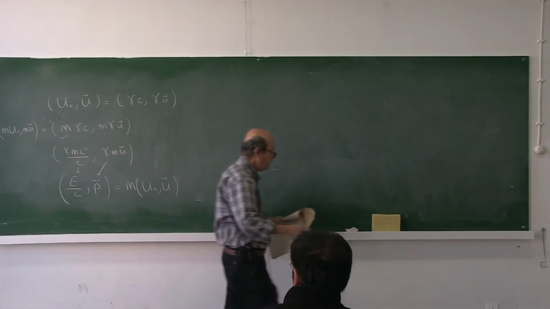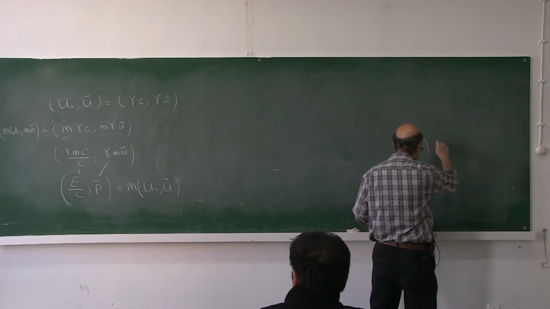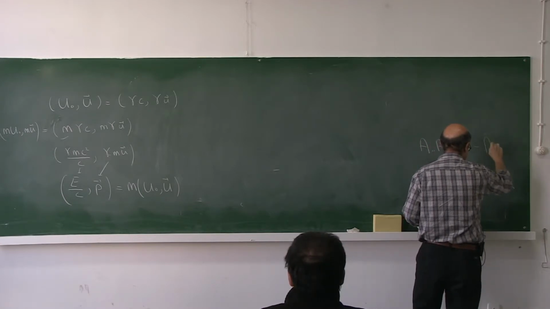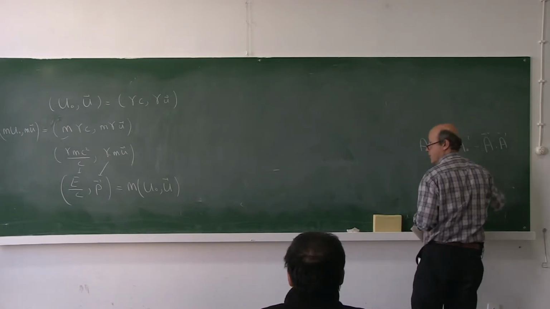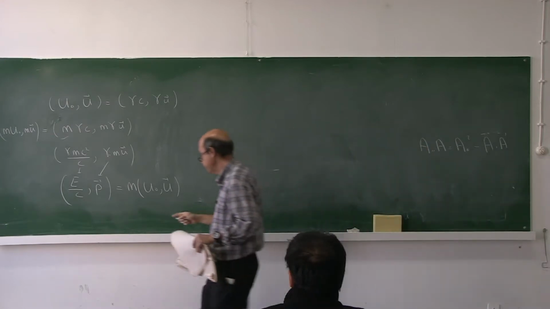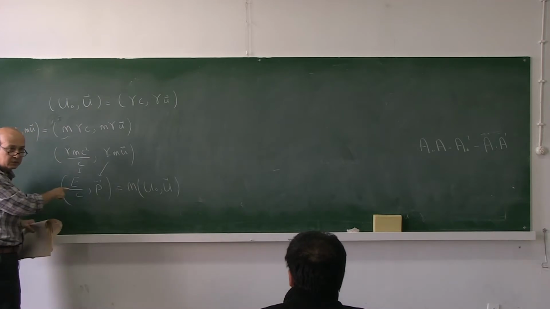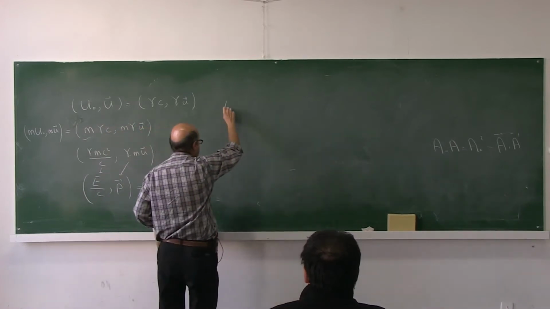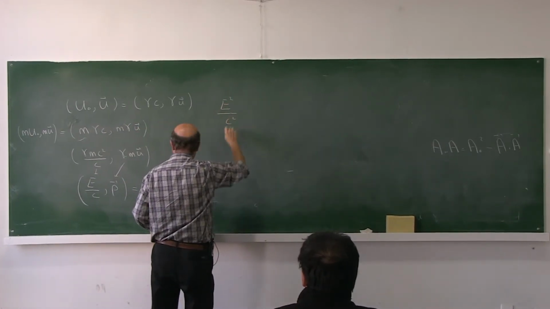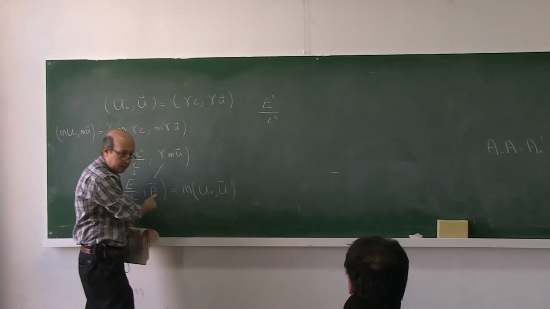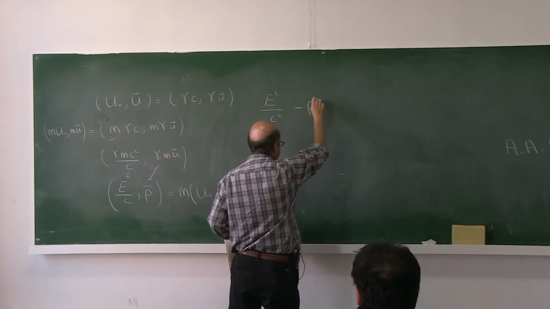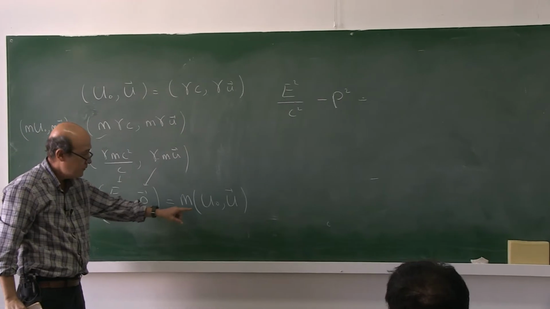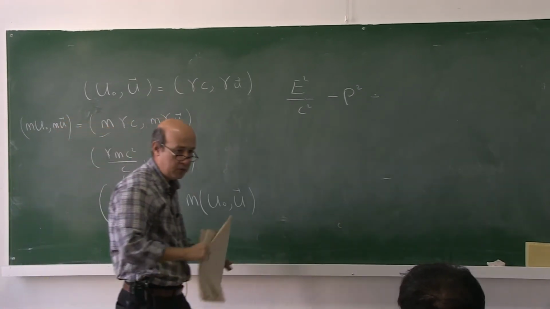We know that if we have a dot a, it is a0 square minus a vector dot a vector. So what is the length of this 4-vector? The square of the first term, E0 square over C square, minus P square. What is the right-hand side? There is one: M0 square, M square.